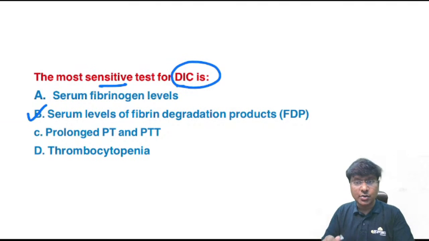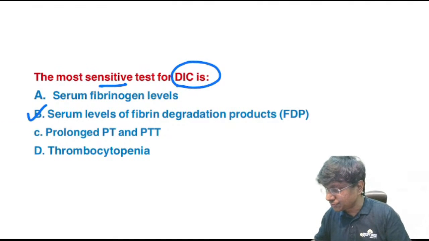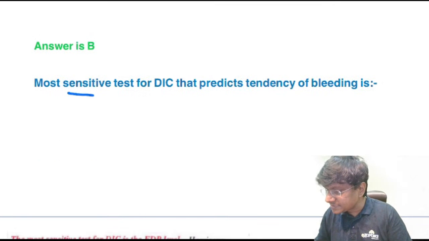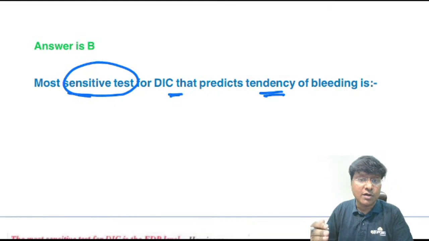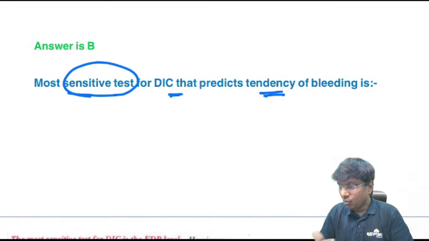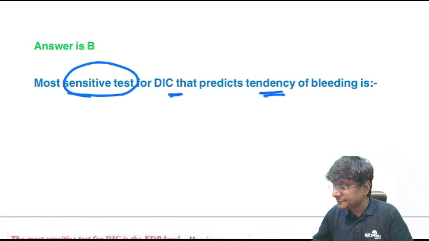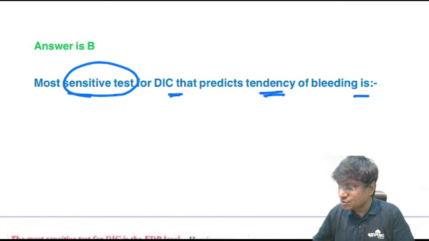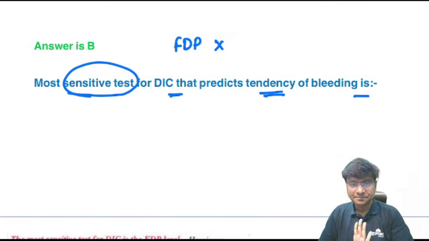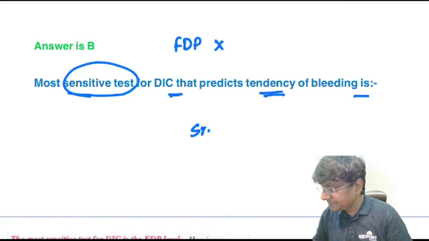Now, one more question I'll show you. What is the most sensitive test for DIC that predicts the tendency of bleeding? And here, it is not your fibrin degradation products. It is not the correct answer in this place. The most sensitive test for DIC that predicts the tendency of bleeding is the serum fibrinogen levels.